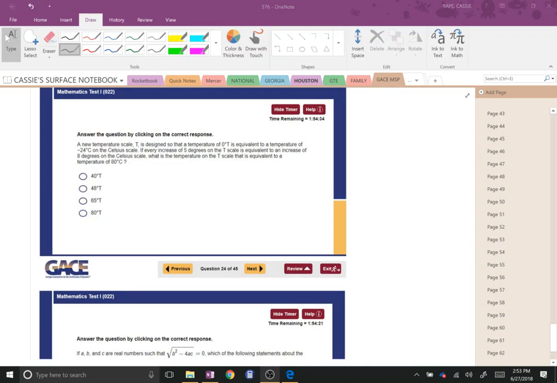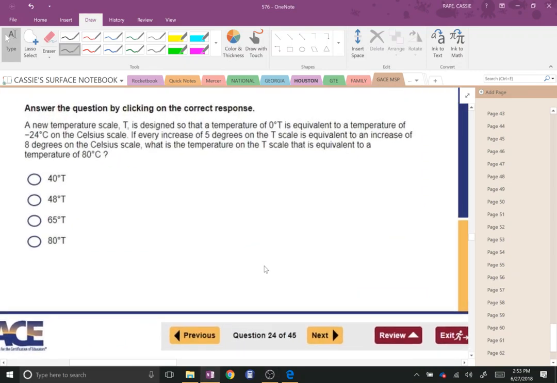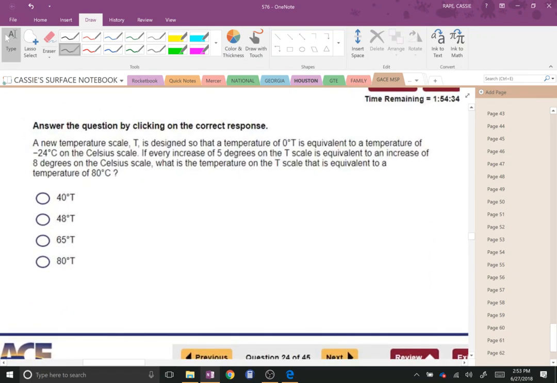We are looking at question 24. This is basically a linear function where you've got this temperature on a new temperature scale T, designed so that T equals 0 corresponds to C equals negative 24. So if T is kind of like your X and C is kind of like your Y, then (0, negative 24) would be your coordinates, okay?